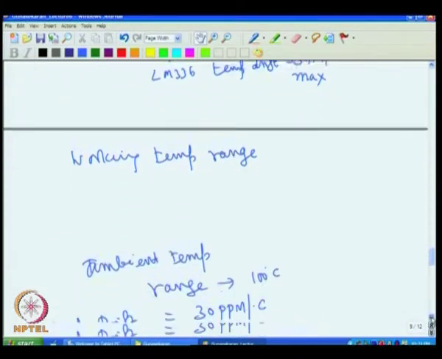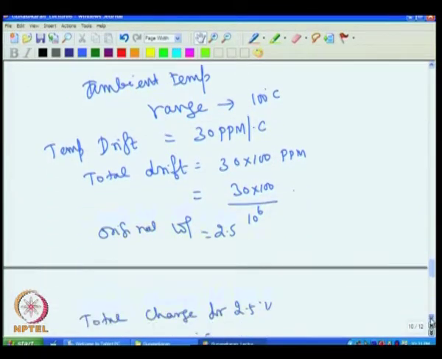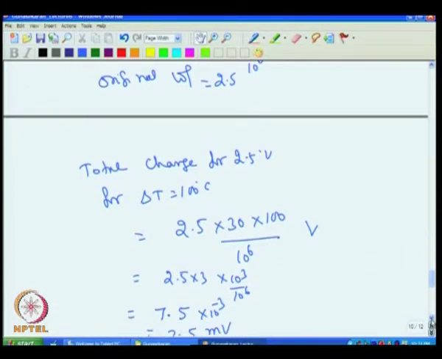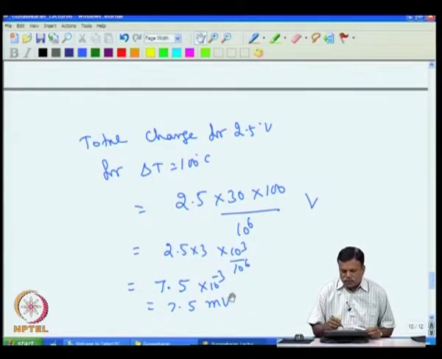So, if you calculate that, we ended up in the previous class with a total drift of the zener voltage of 7.5 millivolt. For example, the total change for 2.5 volt for a 100 degree temperature variation is 2.5 into 30 ppm into 100 degree C, which works out to a 7.5 millivolt change. That means the zener voltage changes by 7.5 millivolt when a temperature change of 100 degree occurs.